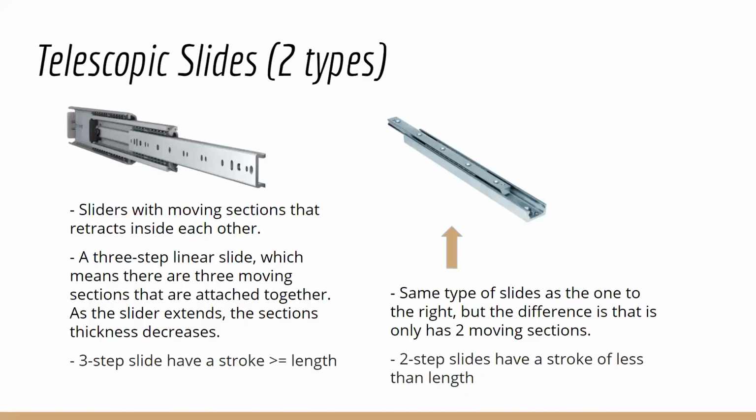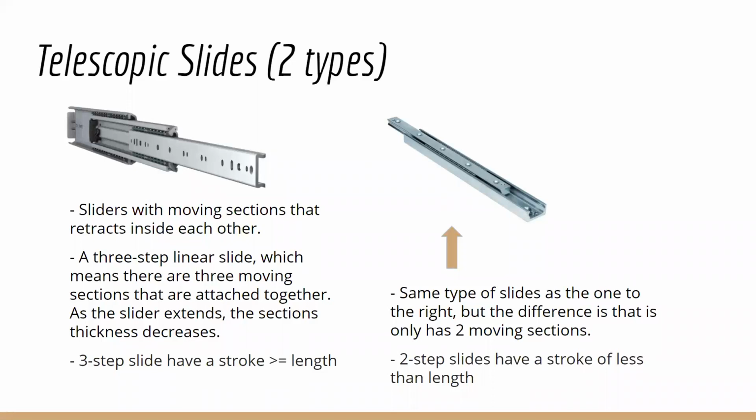Telescopic slides. They are sliders with moving sections that retract inside of each other. A three-step linear slide, which means there are three moving sections that are attached together. As the slider extends, the section's thickness decreases. Three-step sliders have a stroke that is bigger than or equal to the length of its actual slides.